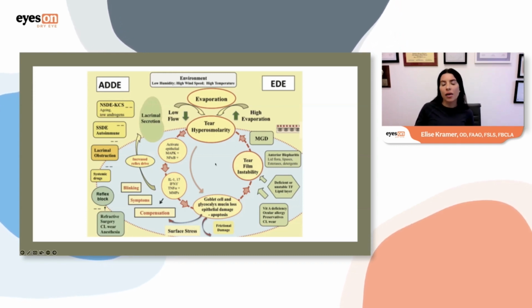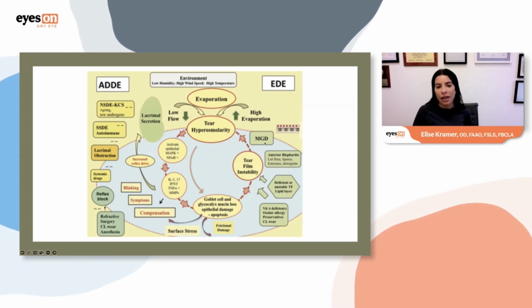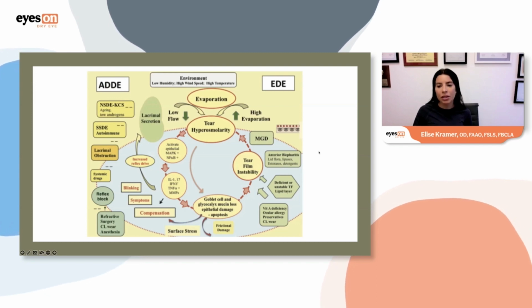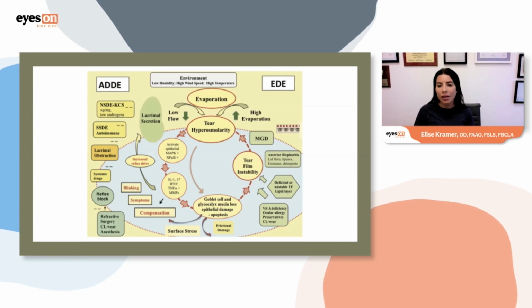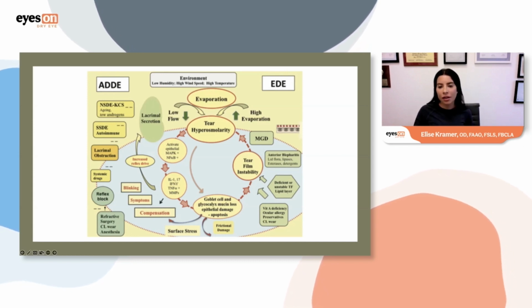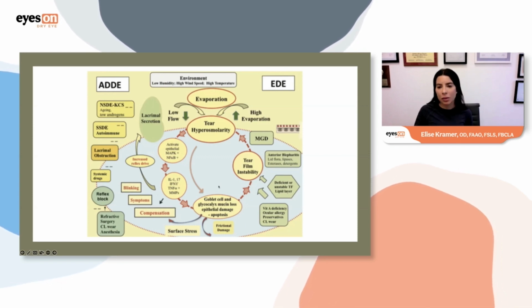Now, when we talk about evaporative dry eye, we talk about dry eye disease in which there is enough tears being produced, but they're just evaporating excessively. And again, both of these different types of dry eye are going to lead to severe inflammation. And if this vicious cycle is not interrupted, then it will just perpetuate.